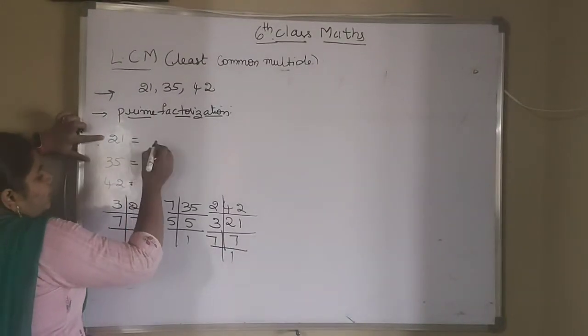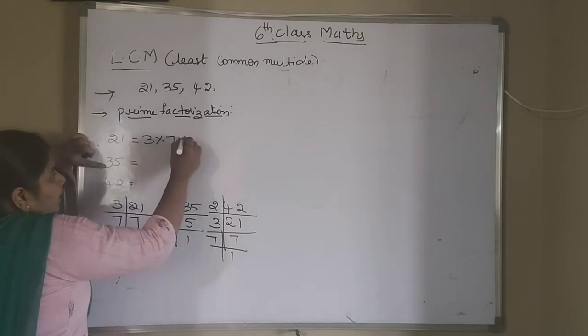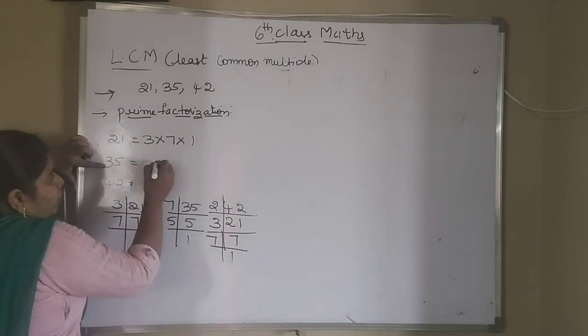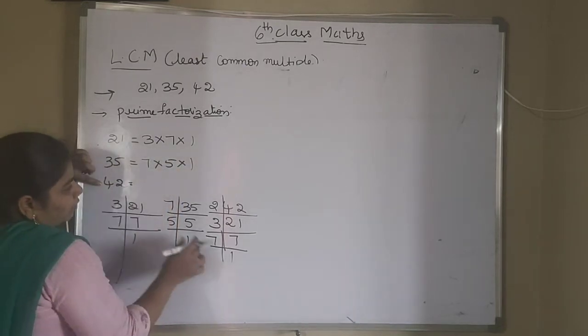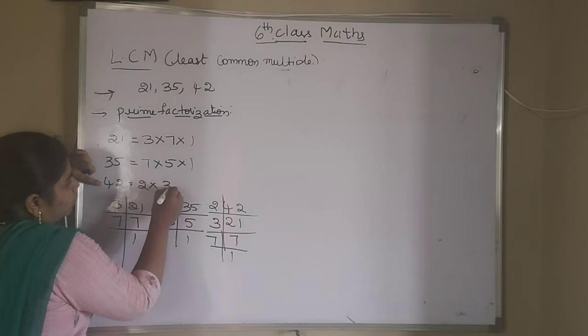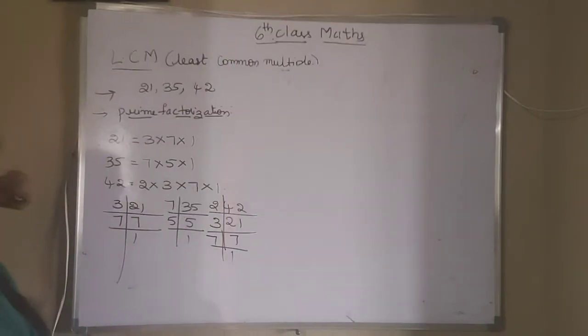Now you write: 21 can be written in the form of 3 into 7 into 1. 35 can be written in the form of 7 into 5 into 1. 42 can be written in the form of 2 into 3 into 7 into 1. So these are the prime factorizations.